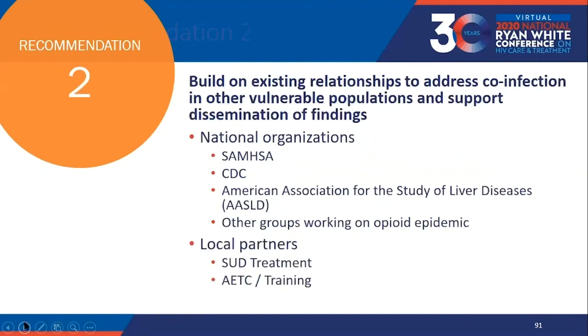It may also be helpful to build on existing relationships to address co-infection in other vulnerable populations and share lessons learned and support dissemination of findings to other populations as well. National organizations working in the space could include SAMHSA, CDC, the American Association for the Study of Liver Diseases that publishes the guidelines around HCV therapy, and of course, groups working on the opioid epidemic where there are high rates of hepatitis C. And of course, important local partners include substance use disorder treatment programs given the intersection with HIV and hepatitis C, as well as AETC and training organizations.